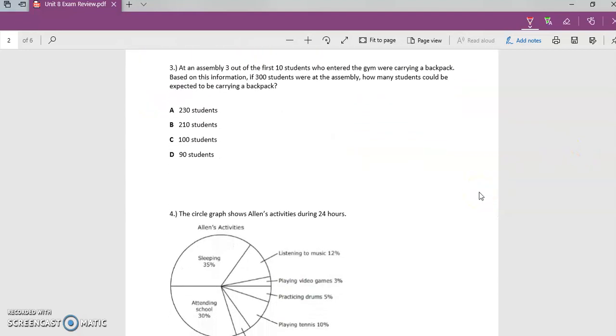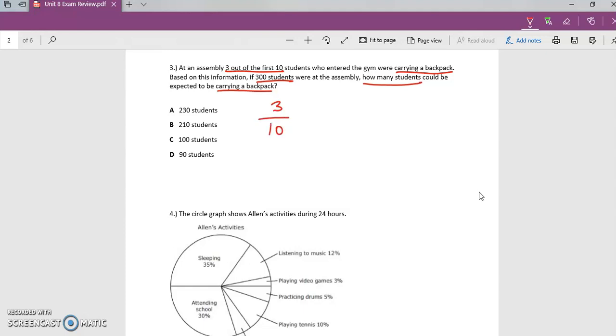Okay, number 3. At an assembly, 3 out of the first 10 students who entered the gym were carrying a backpack. Based on this information, if 300 students were at the assembly, how many students could be expected to be carrying a backpack? So I know that there's 3 out of 10 that did have a backpack.